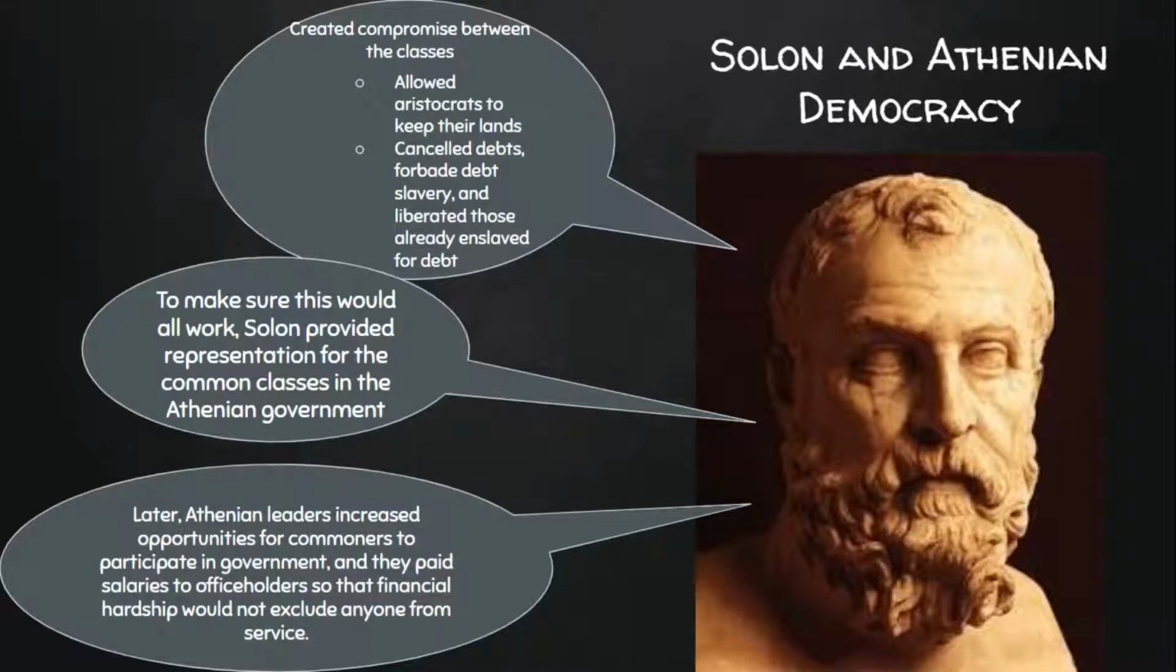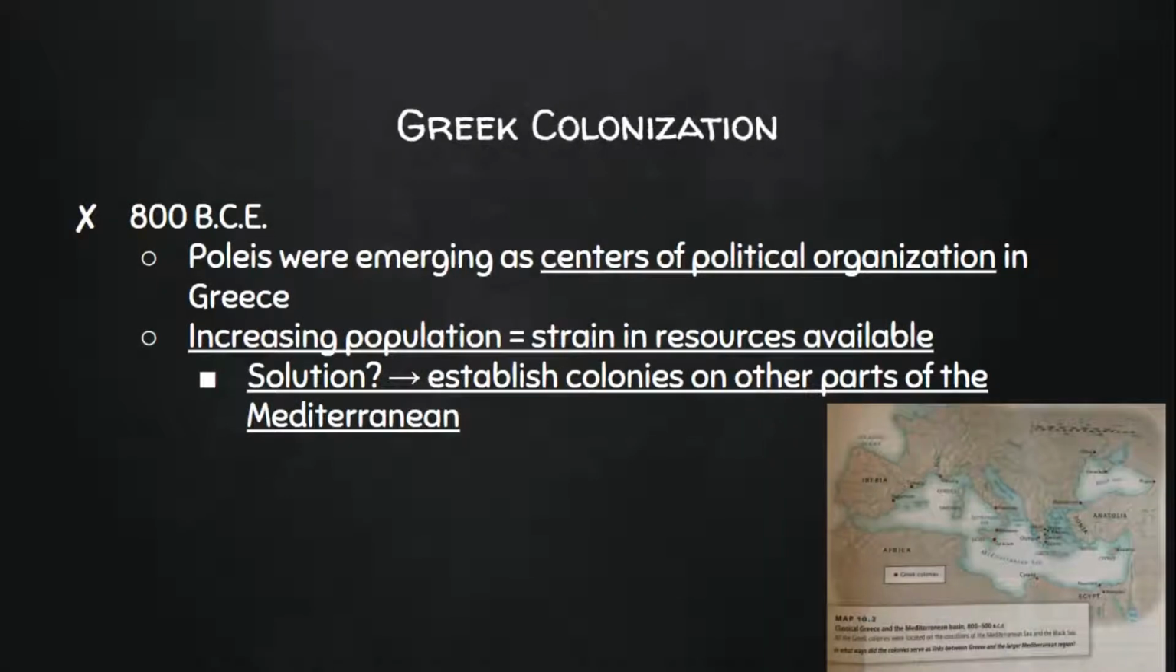Wow, what a guy. He essentially created a promise between the classes where he said aristocrats are allowed to keep their lands. However, they had to cancel any debts, any debt slavery, as well as liberating those who were already enslaved for debt. To make sure that this would all work, Solon provided representation for the common classes in the Athenian government. And later, the Athenian leaders increased opportunities for commoners to participate in government, and they paid salaries to office holders so that financial hardships would not exclude anyone from service.